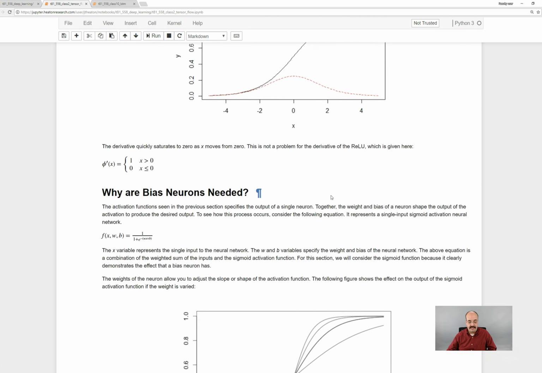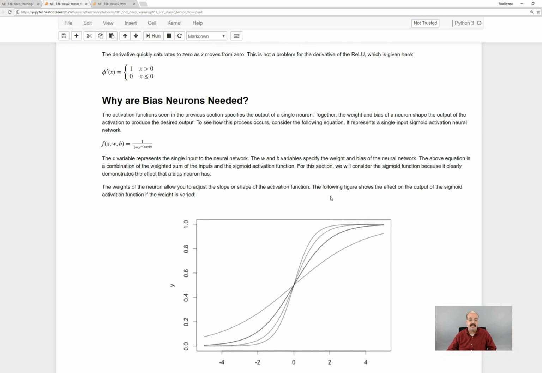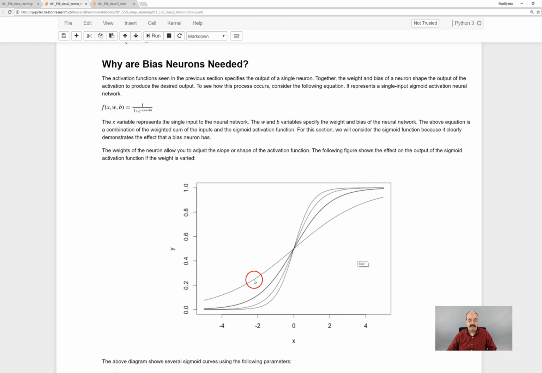And then why are bias neurons needed? Bias neurons do the same thing as the intercept. So this is a graph that shows you the y output from a neural network as we adjust a weight. As you adjust the weight, you're somewhat changing the slope of the sigmoidal output from the neural network. If you make it negative enough, you can scrunch it out to pretty much a linear relationship, or you can make it more S-shaped.